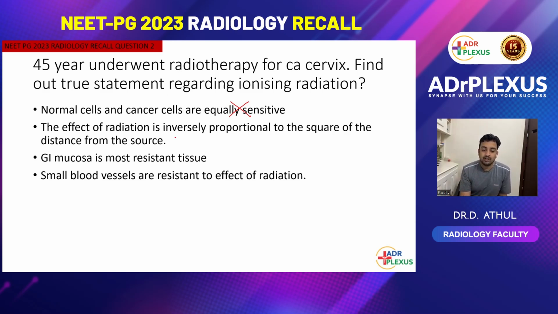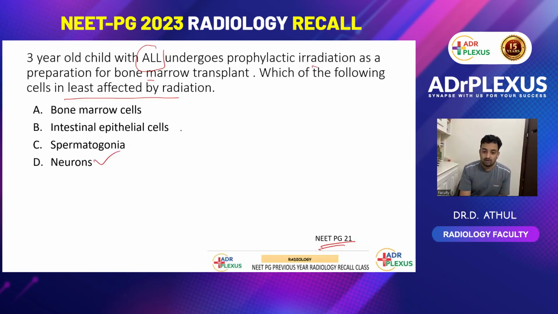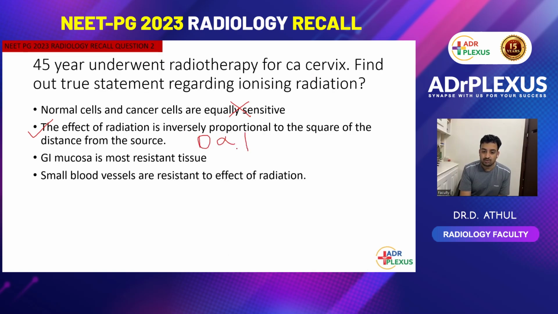The second option was that the effect of radiation is inversely proportional to the square of the distance from the source. This is the correct statement, because this is what we call the inverse square law. As the distance between the source and the patient increases, the dose of radiation decreases, and that decrease is inversely proportional to the square of the distance. So dose is inversely proportional to the square of the distance. This is the formula, and this is the correct statement. This is known as the inverse square law.